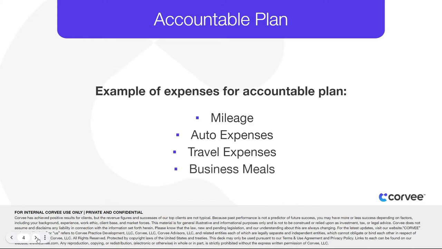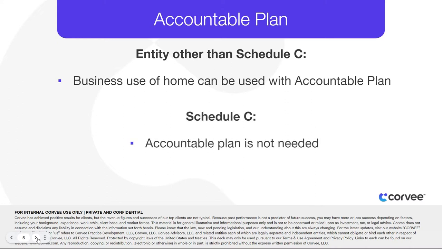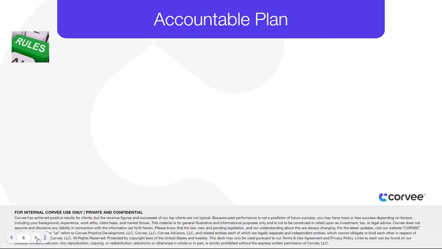If you have a business that is not a Schedule C, you can use an accountable plan to reimburse yourself for business use of your home, similar to the office in-home expense for sole proprietors. If you are a Schedule C, you do not need to use the accountable plan to claim the home office expenses. An accountable plan must meet three rules.